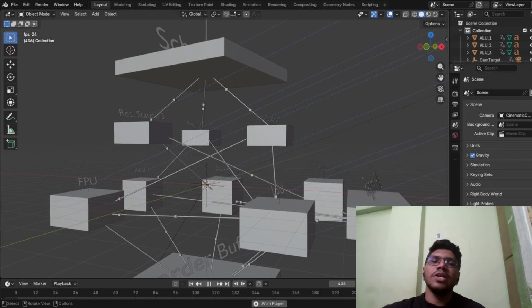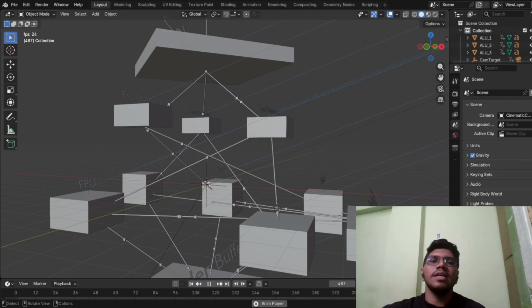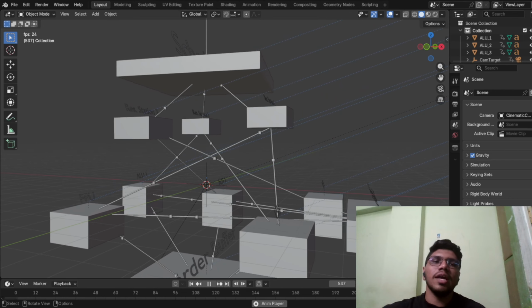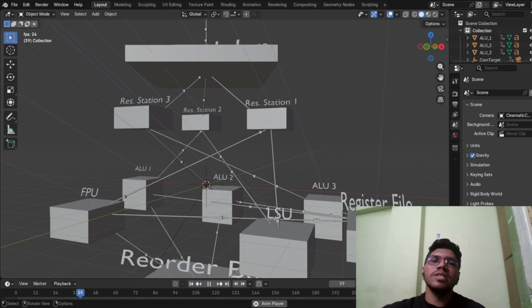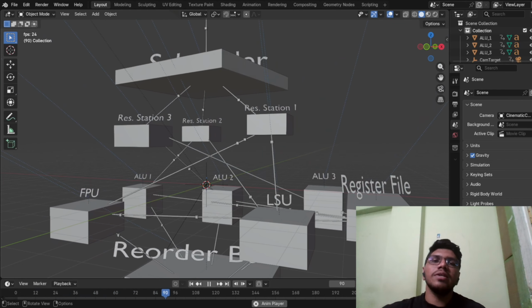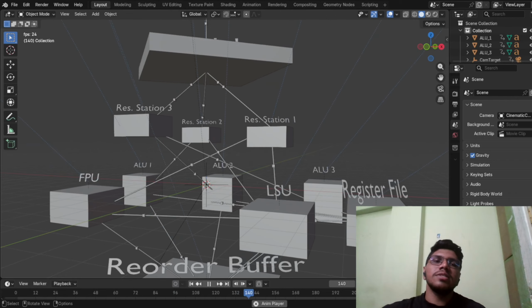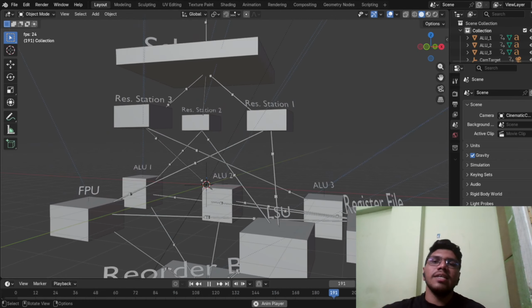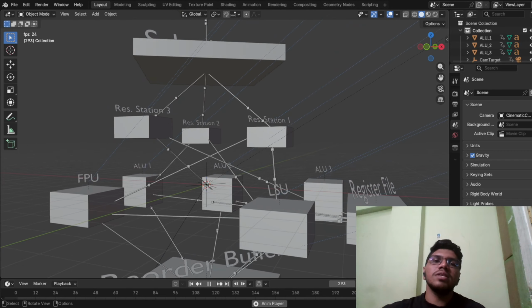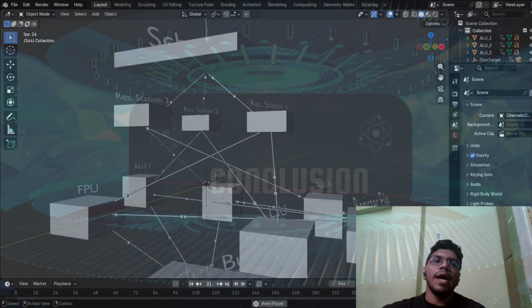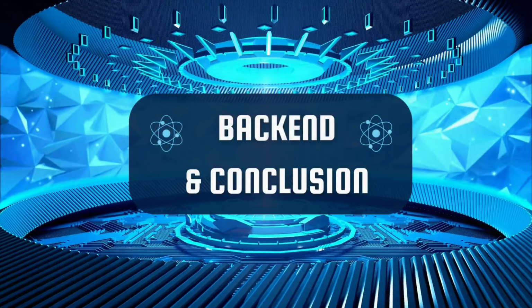Off to the side, you will notice the register file. It is connected to all execution units via light beams. As the ALUs and FPU calculate results, they consistently read and write data back to this register file, sharing information instantly between parallel pipelines.